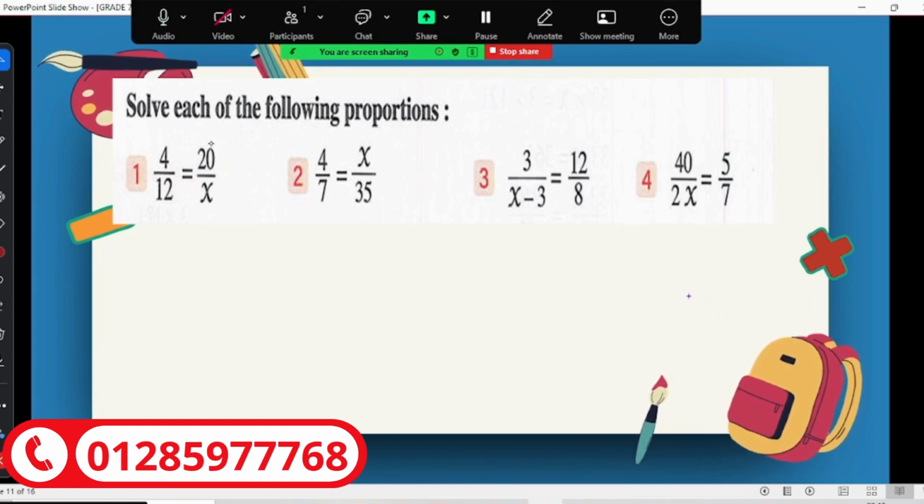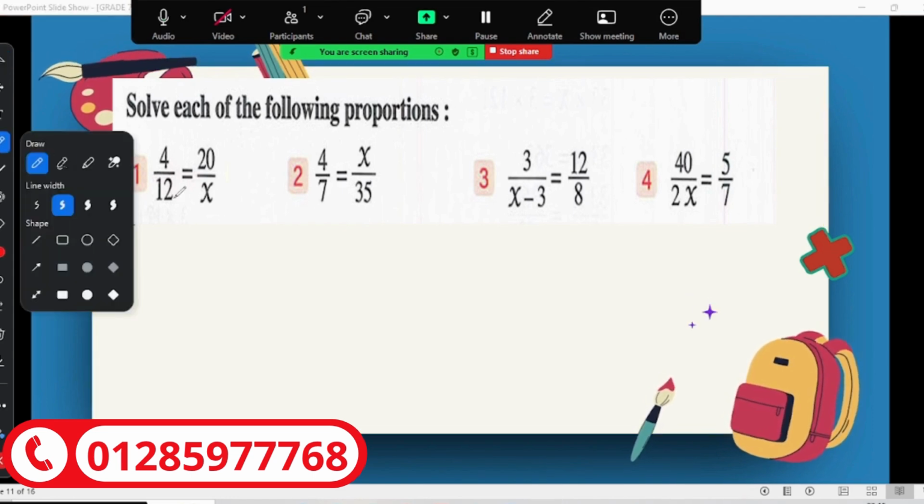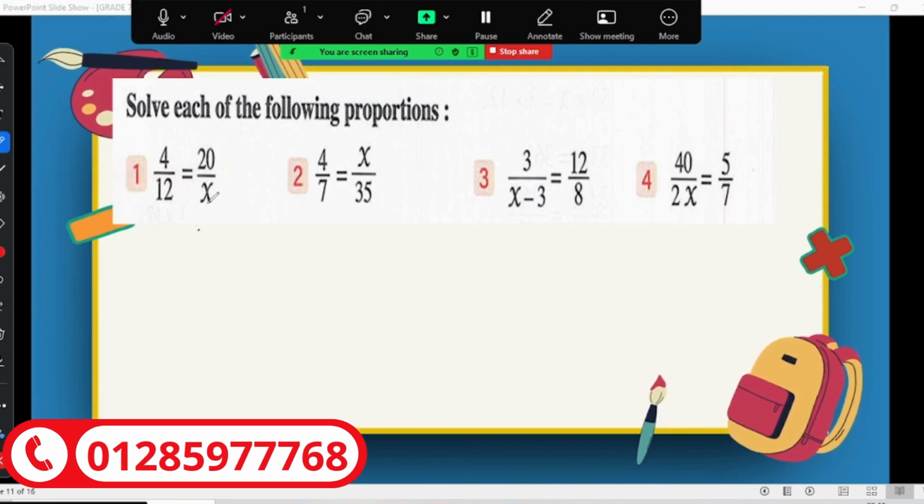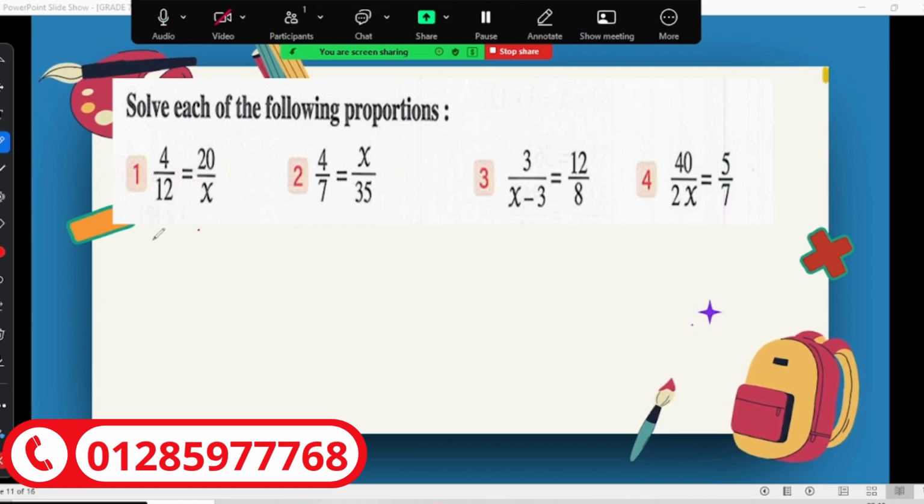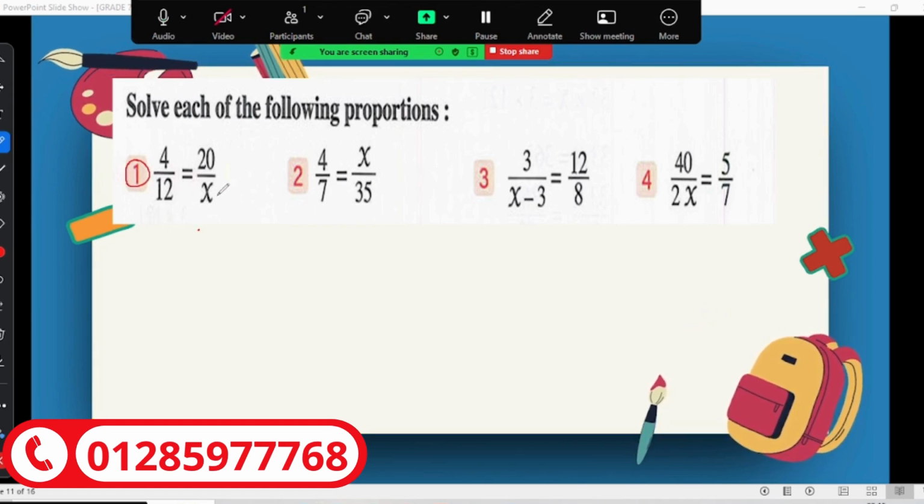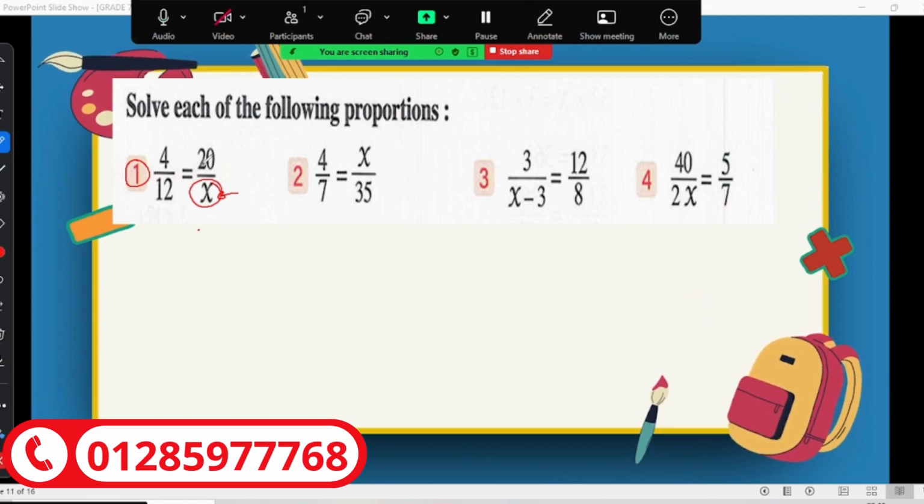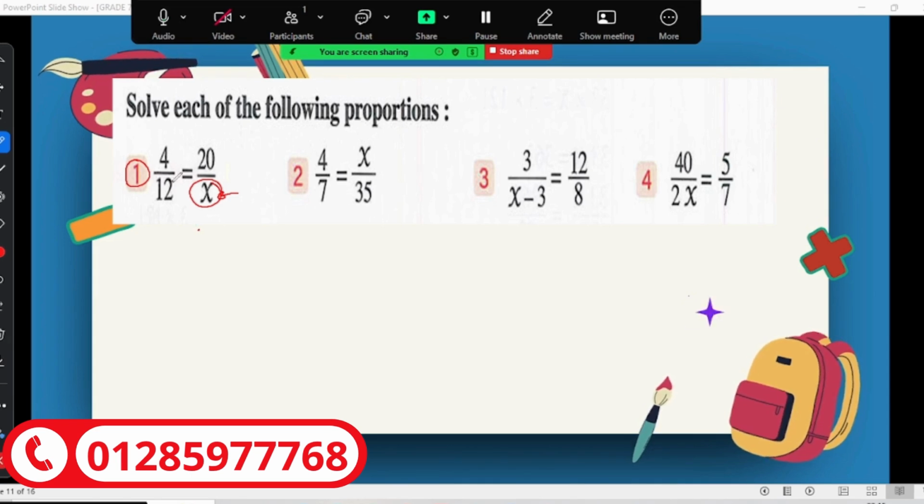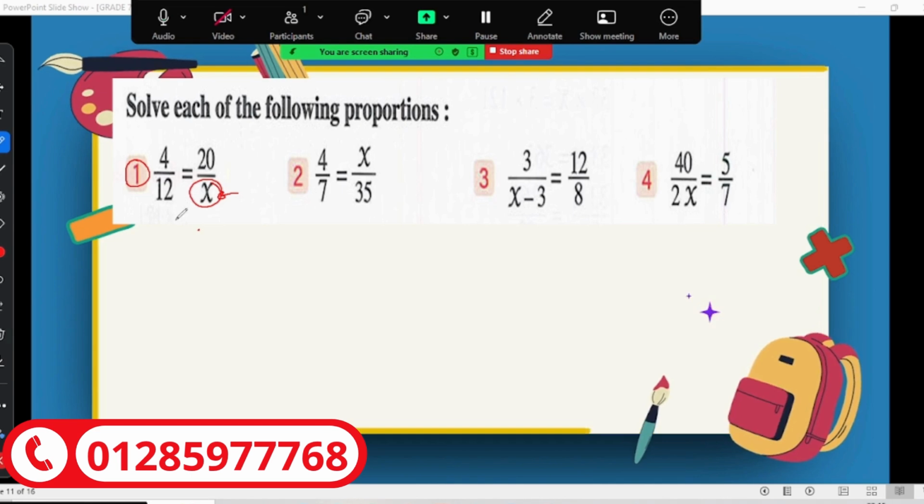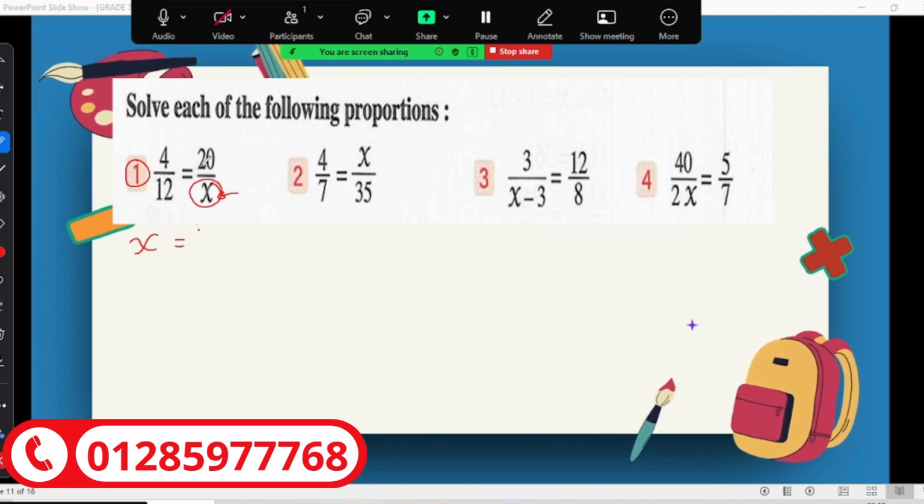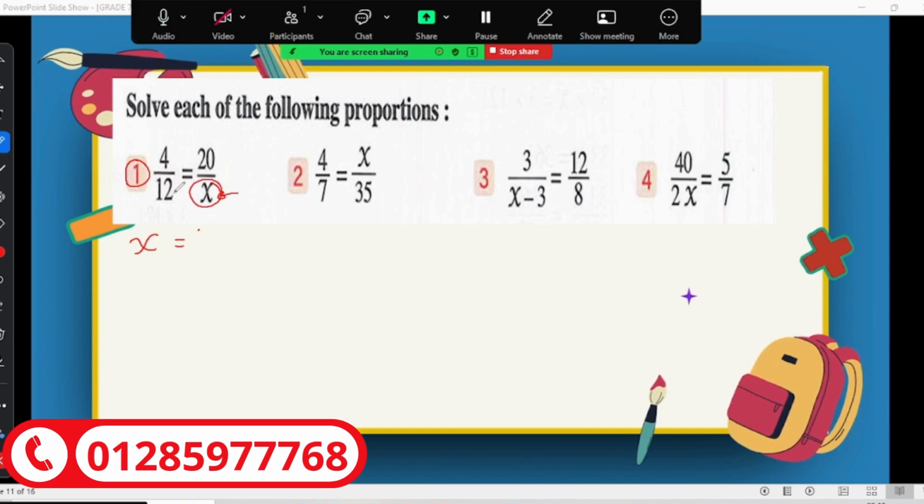Solve each of the following proportions. We use the same property to solve a proportion. How can we do it? At first, in problem number 1, we want to get the missing value. We have here a proportion already, 4 over 12 equals 20 over x, and they are proportional ratios, so find the missing value. To find this value, x, we will make cross multiplication.